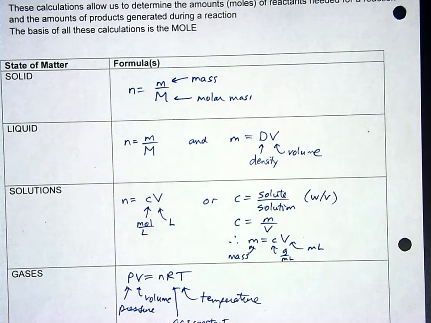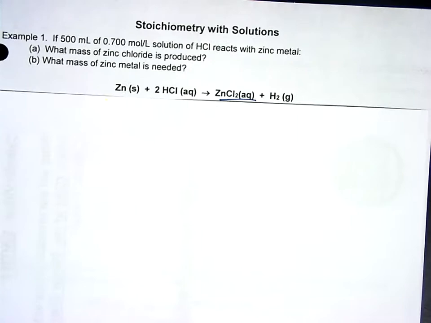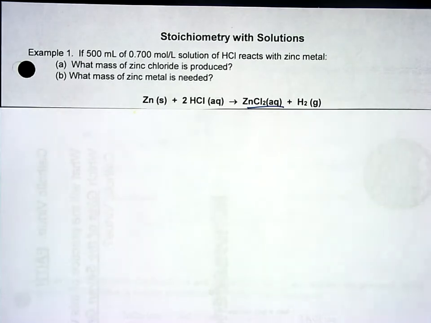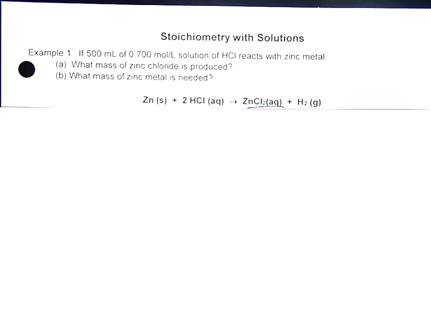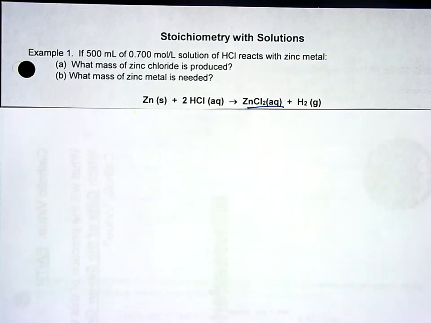Okay, so just as in the last little section, we're going to model an example. So we'll look at this first example here. The first example, we're dealing with the reaction of zinc and hydrochloric acid to produce zinc chloride and hydrogen gas. So we've got different states of matter, and that's really important to take note of. If it's a pure liquid, we're going to use one of the other formulas, but if it's an aqueous mixture, we're going to want to make sure we use the moles is equal to concentration times volume formula. So we really have to be paying attention to what formulas we're using.